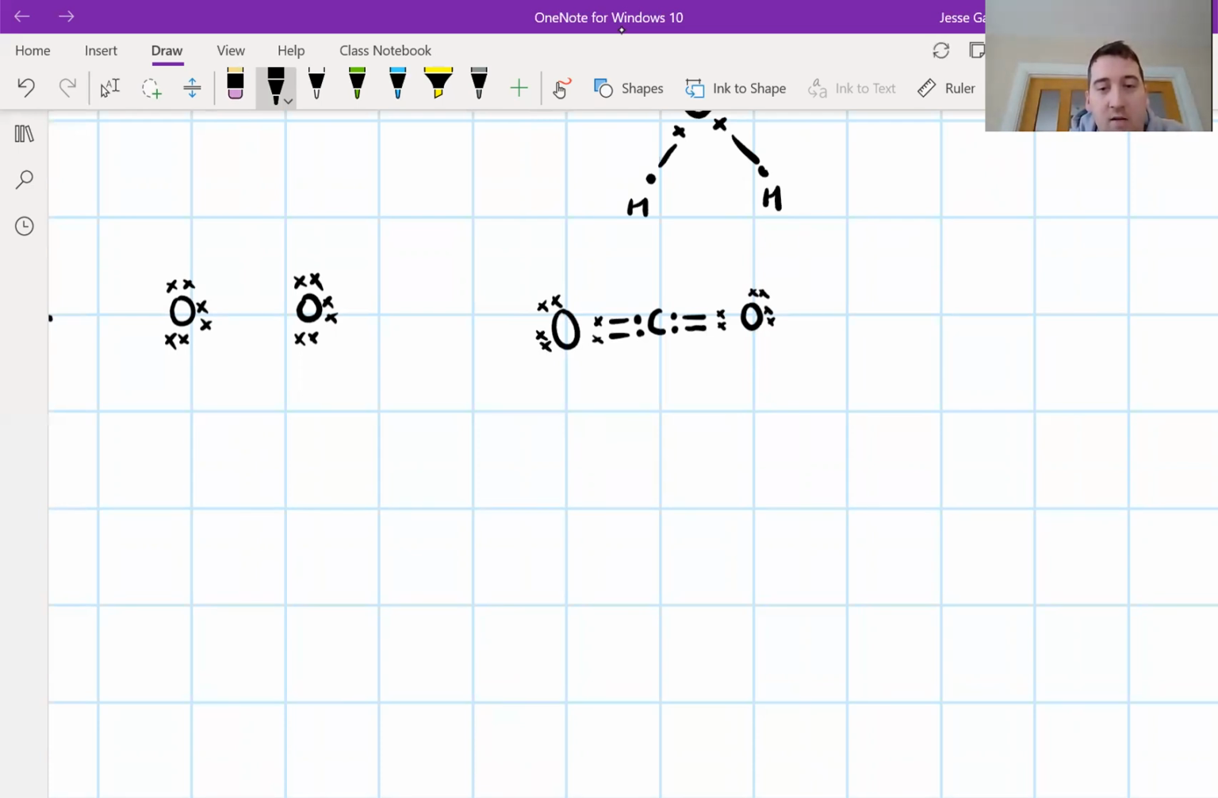Yeah, and now just check the carbon in the center. It's got 4 valence electrons of its own, and it's got 4 that are shared. So it's got 4 shared pairs, a total of 8. So that's what that one's going to look like. Tricky enough to do that one.